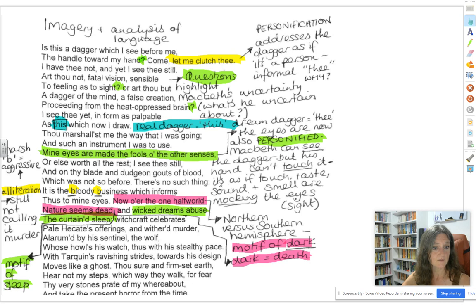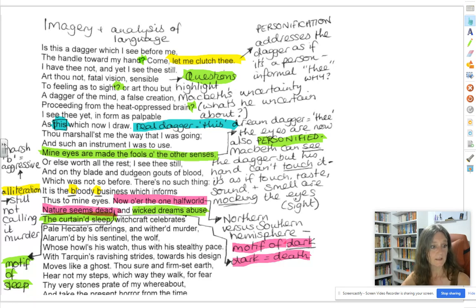We talked about the gouts of blood previously and how the dagger of his mind is changing. And then he says to himself, there's no such thing. So he's like, no, I don't believe in this air-drawn dagger anymore. "There's no such thing. It is the bloody business which informs thus to mine eyes." And again, he's still not calling it murder. He's talking about the bloody business. That is the planned murder of Duncan.